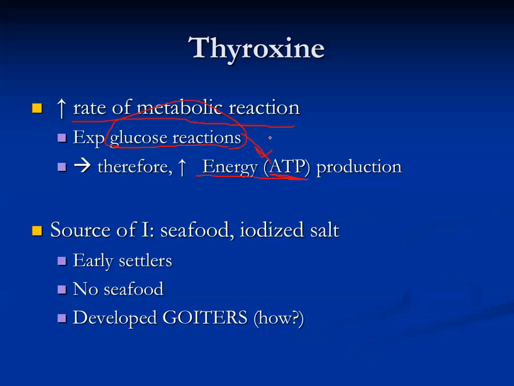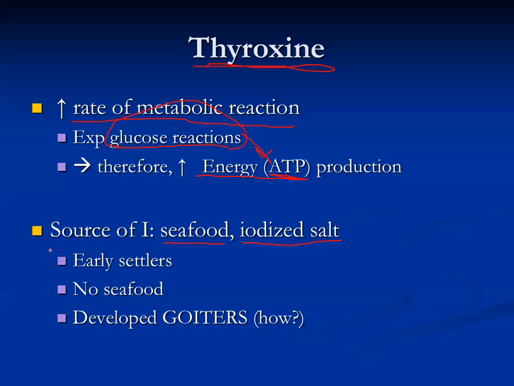Now, the other thing we said is that thyroxine requires iodine atoms to be built. So where do we get our iodine in our diet? Well, the source of iodine in our diet is seafood, and for us, iodized salt. But remember, in the history of humanity, iodized salt is sort of a new invention. So let's talk about the early settlers.